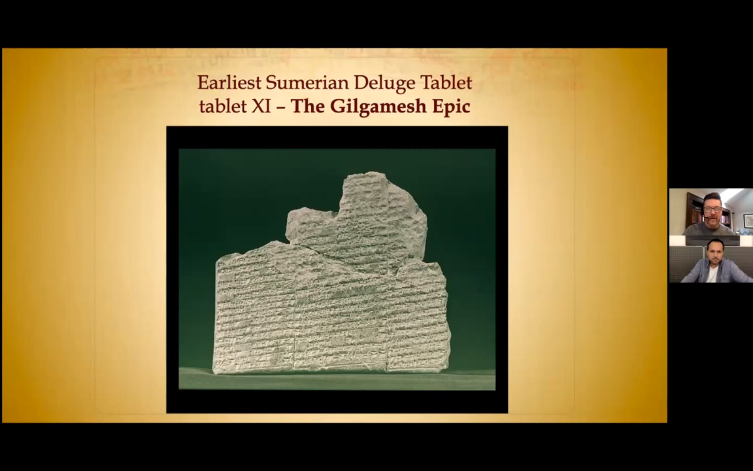Another great example of this would be Tablet 11 of the Epic of Gilgamesh, or the Gilgamesh epic, which is the earliest record of an event that sounds quite a lot like the biblical flood in the book of Genesis.